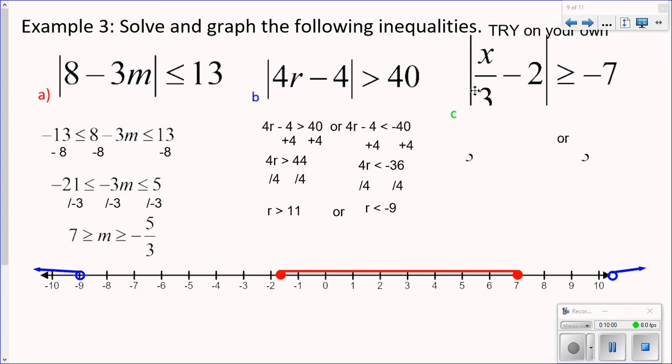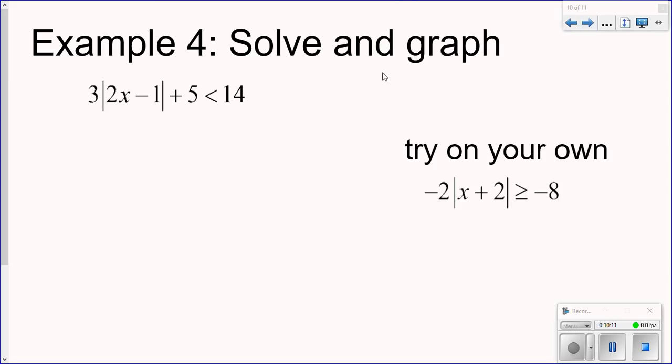You guys are going to try C on your own. All right. And graph it on a number line. And we're going to move on to example 4. All right, solve and graph.